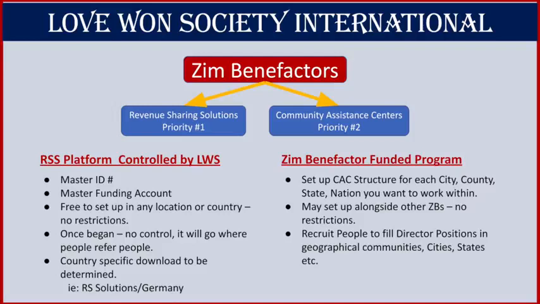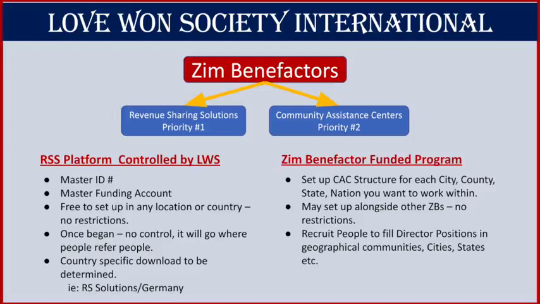Ron, I need to understand something. So what is the purpose of the revenue sharing solution? Why did you create it? What is it supposed to do? Well, that's an excellent question. As a Zim benefactor or as a Zim holder getting our funds, how do you get that into the hands of people? And this was a program that was designed to get the money into the hands of as many people as want it in a very organized way that maintains dignity.